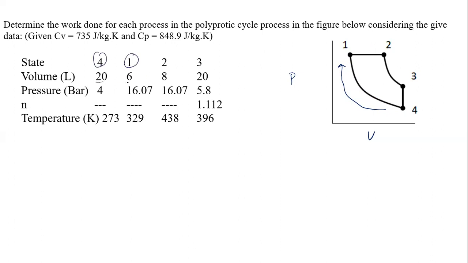The volume is decreasing, the pressure is increasing, no polytropic index, and the temperature is also increasing. While the pressure is increasing, the temperature is also increasing. So in this case, we're going to have an adiabatic process.